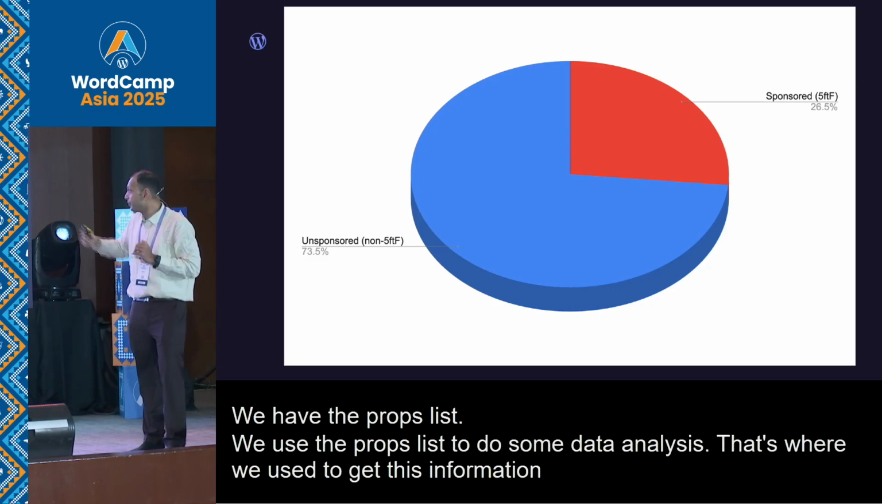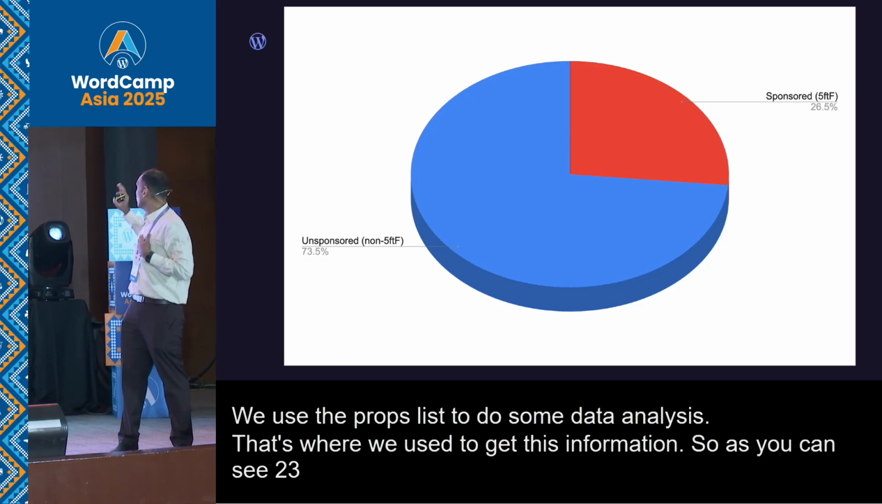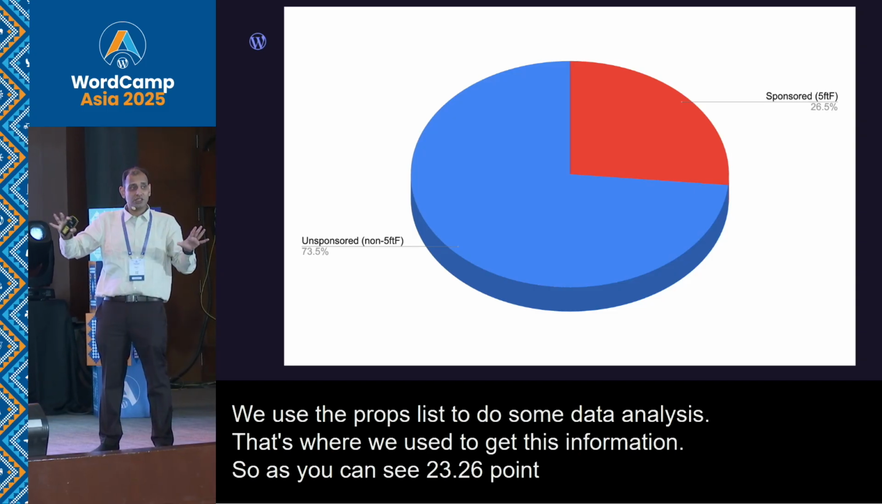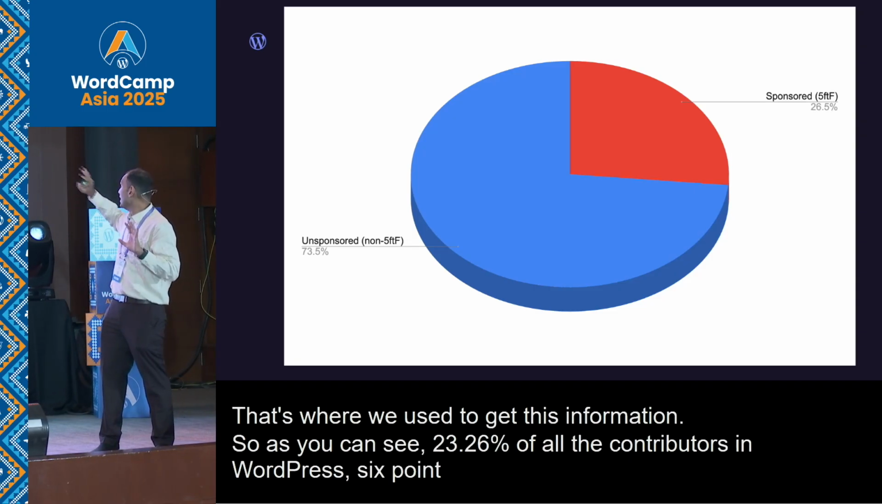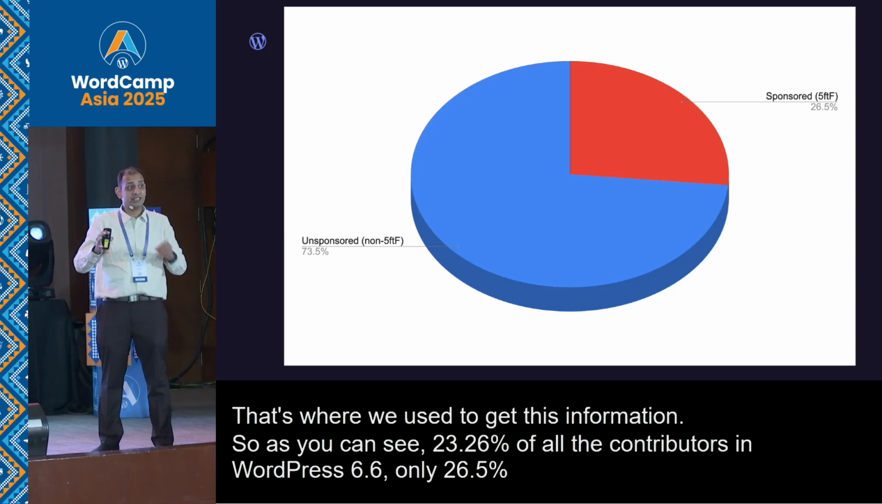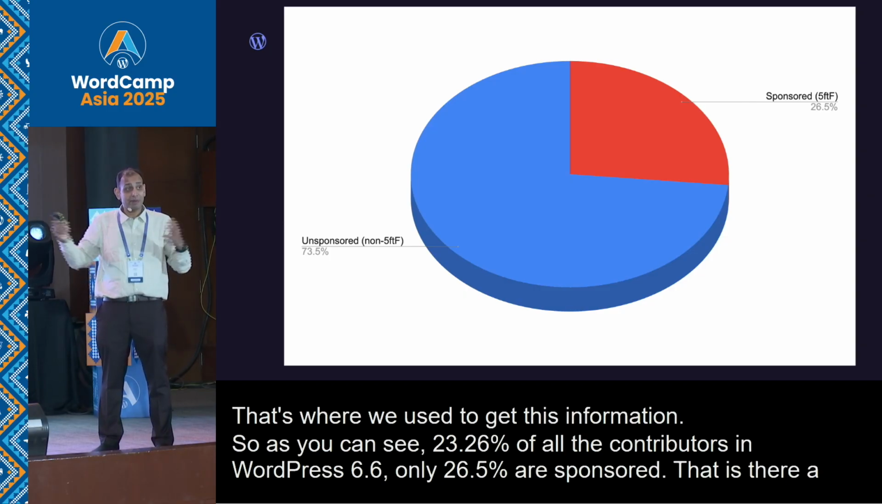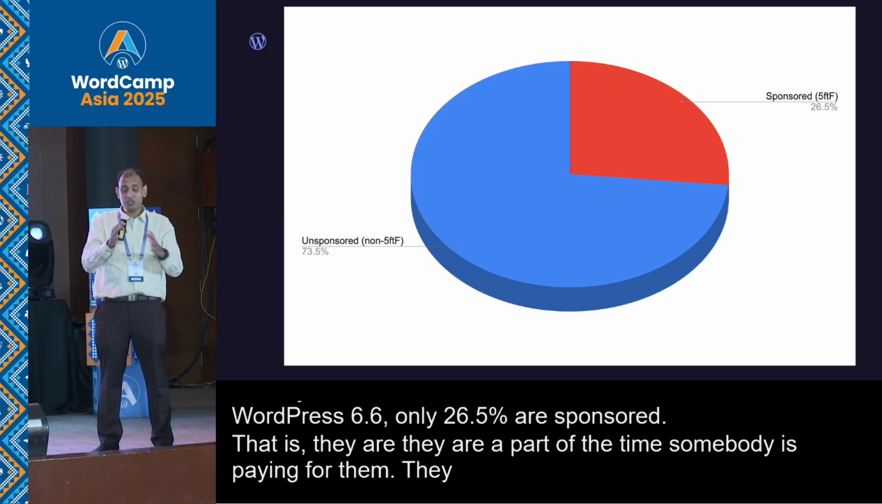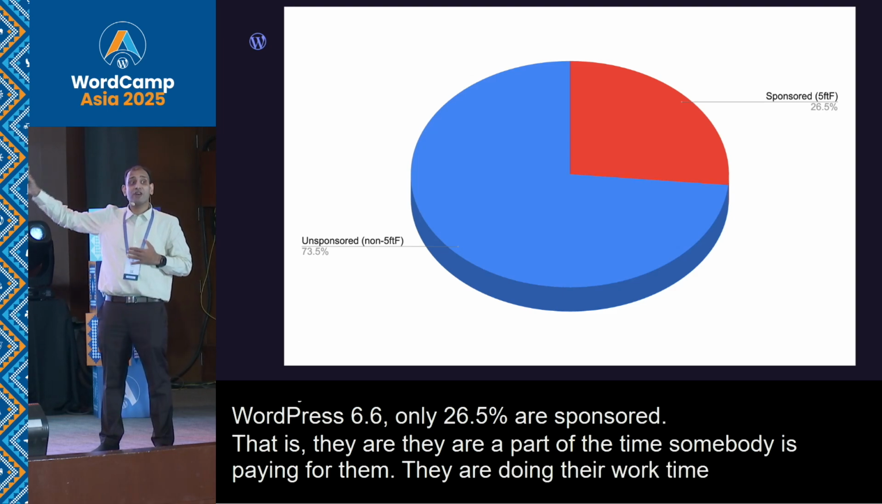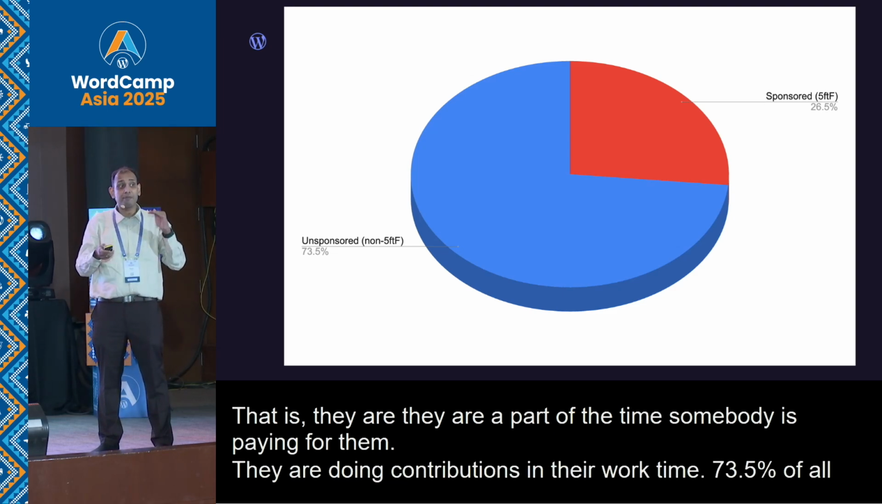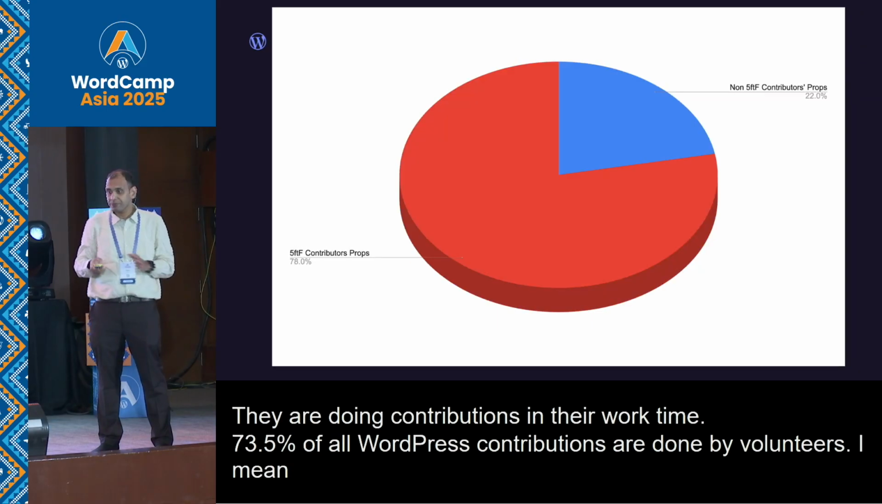So as you can see, of all the contributors in WordPress 6.6, only 26.5% are sponsored. That is, they are a part of the time somebody is paying for them. They are doing contributions in their work time. 73.5% of all WordPress contributions are done by volunteers. I mean, 100% volunteers.